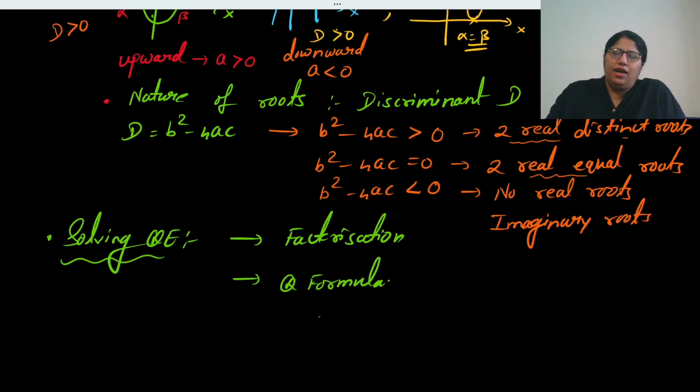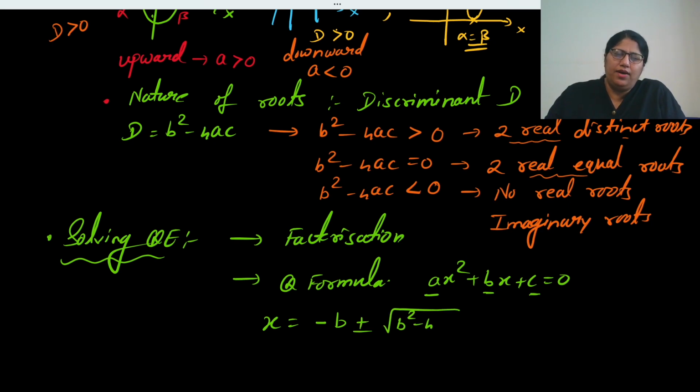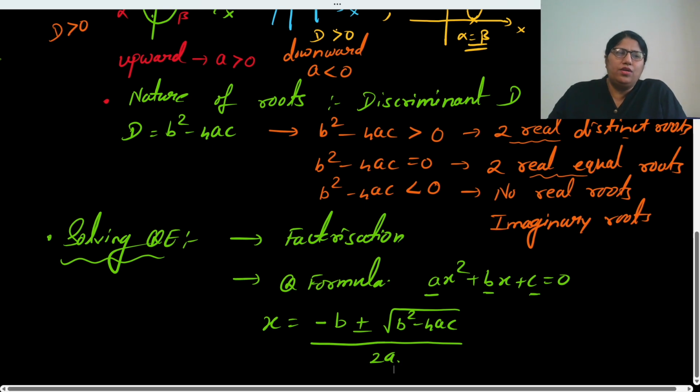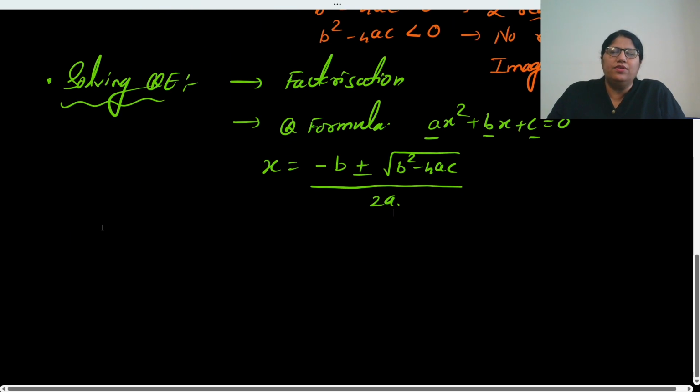If your variable is x, then it is ax square plus bx plus c equals to 0. That means a, b, c are the coefficients, of x square and x, and c is the constant term. So we take x equals minus b plus minus root b square minus 4ac by 2a. So these are the basics. Before you are solving this, you have to do a quick revision, and then let us start doing the first question.